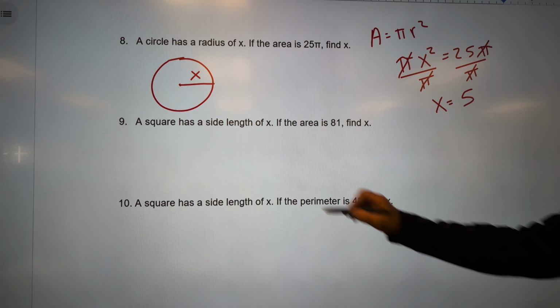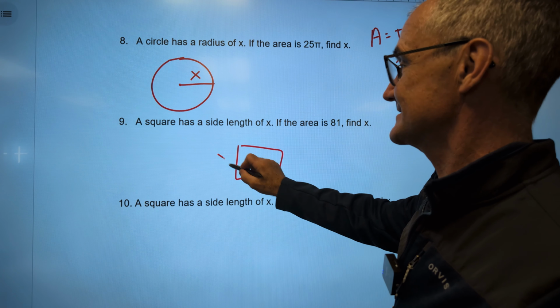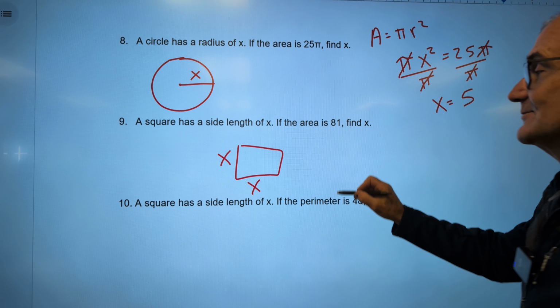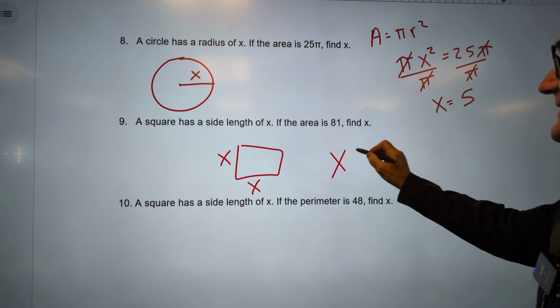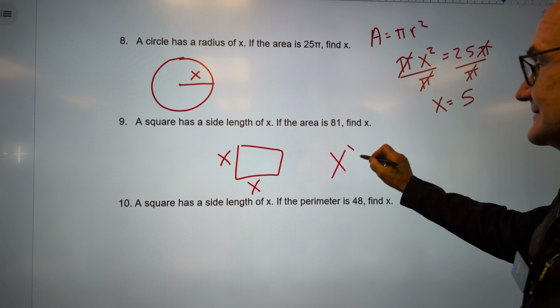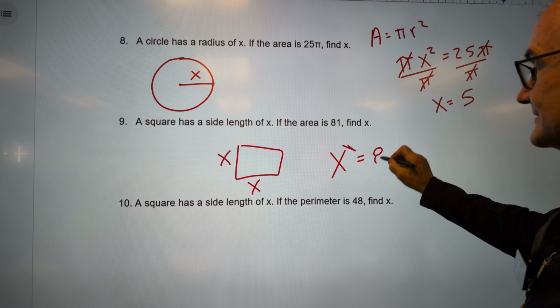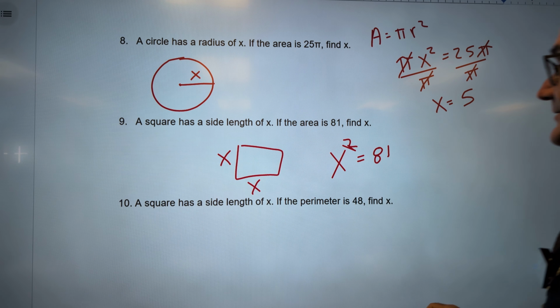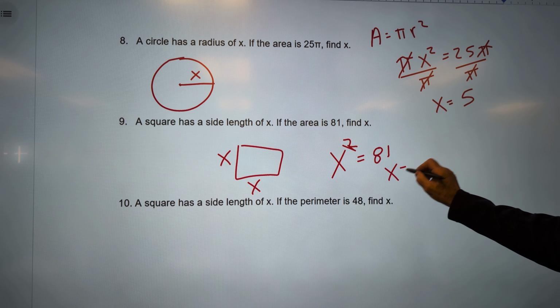All right, just two more. Square has a length of x. The area is 81. X squared is equal to 81. That's a square. Square root of both sides, x is equal to 9.